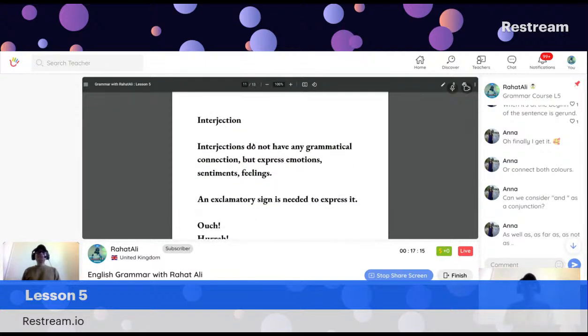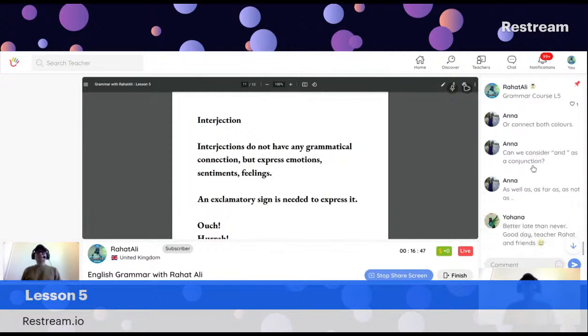Remember that interjections do not have any grammatical connection but express emotions, sentiment, feelings. Once again, we have to remember these are the words which we call interjections. They don't have any grammatical meaning. Basically, they are meaningless, but they're very strong to express your emotions, sentiments, and feelings.